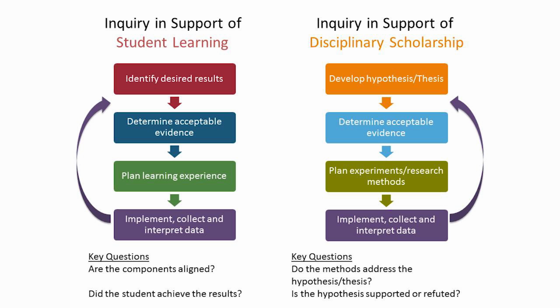Okay? So what methods are going to give us the evidence that's acceptable to help us refute or support our hypothesis? And then finally, this one is the same color because it's the same thing. We're going to implement, collect, and interpret the data. And in both cases, we want to go back and think about the data and what it means in the context of identifying the desired results or the hypothesis.